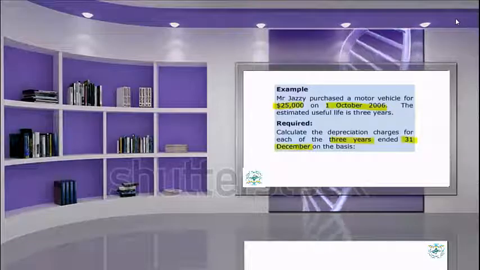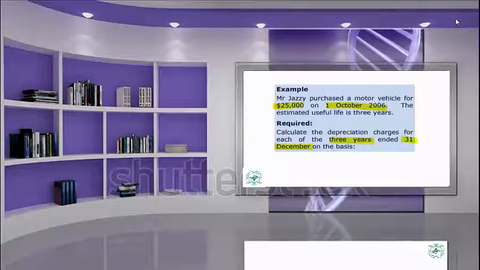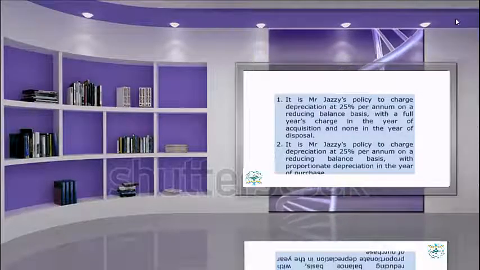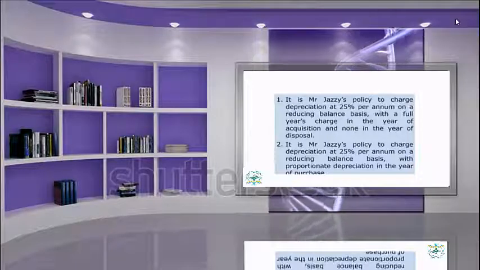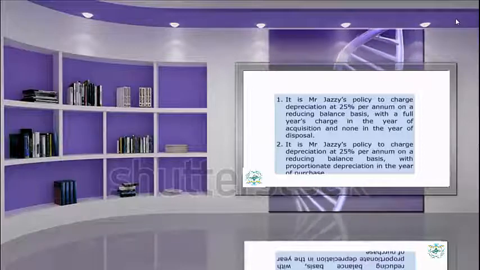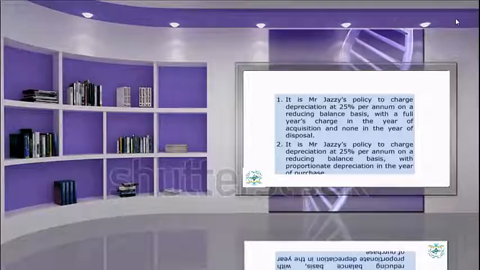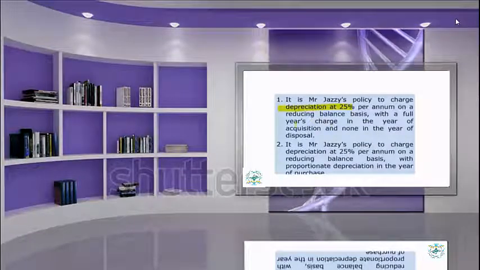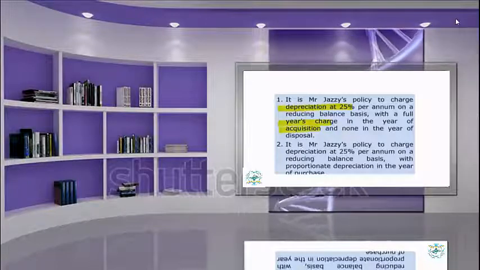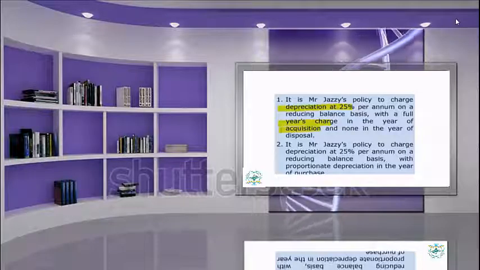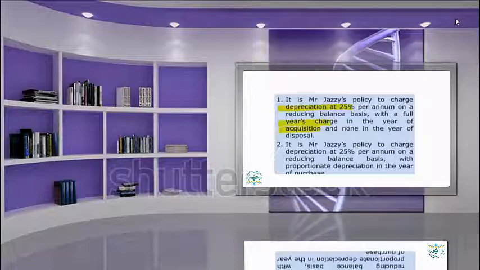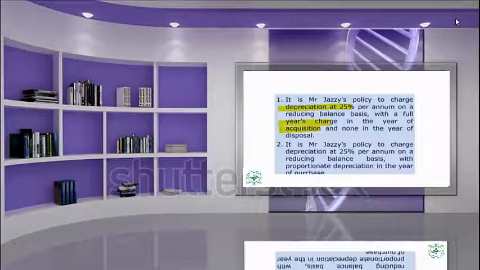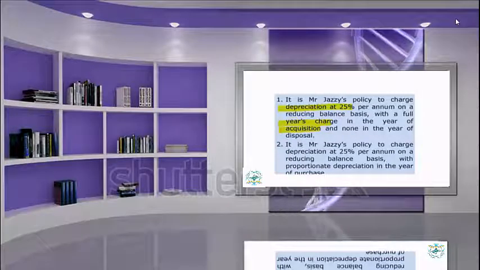So again our year end is the 31st of December. This is on the basis of the first requirement, point 1. It is Mr. Jazzy's policy to charge depreciation at 25% per annum on a reducing balance basis. So our fixed percentage that will be applied to our carrying value is 25% per annum, with a full year's charge in the year of acquisition and none in the year of disposal. Just like we saw in the previous session, if it's a full year's charge, we're ignoring the acquisition date. We charge a full year in the year of acquisition, regardless of what month we bought it in and how long we held it for.